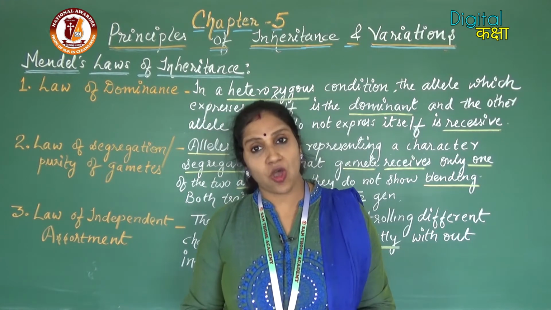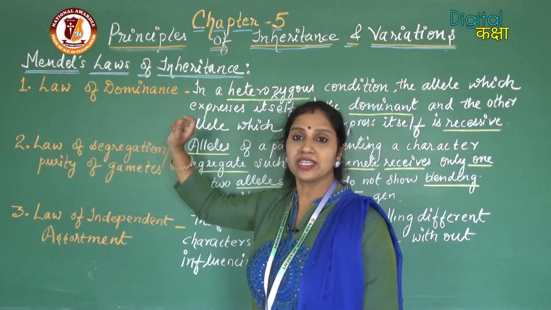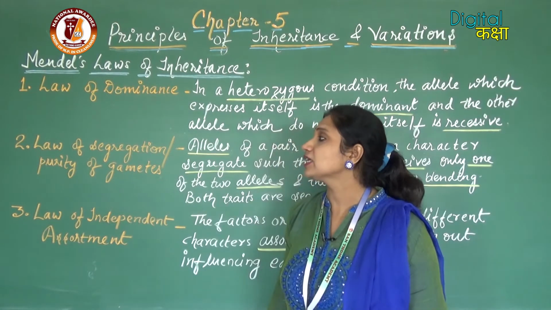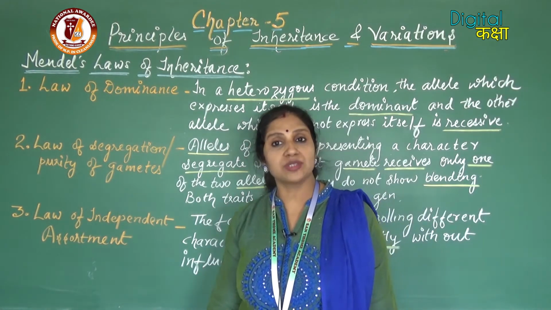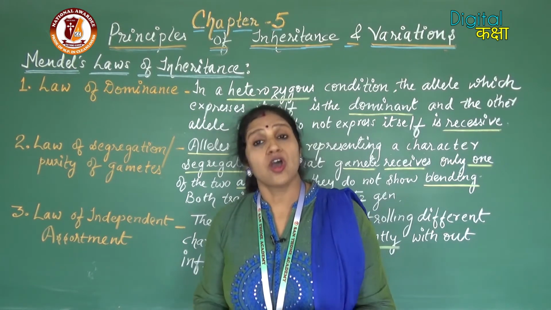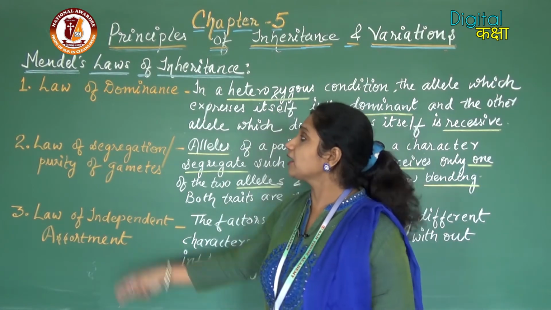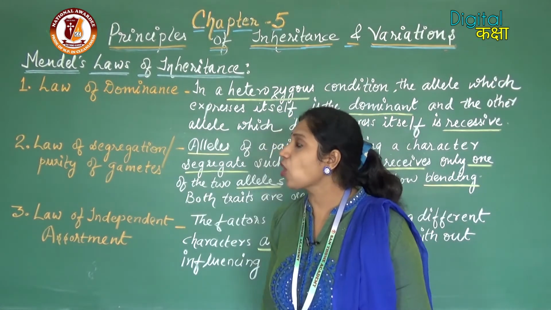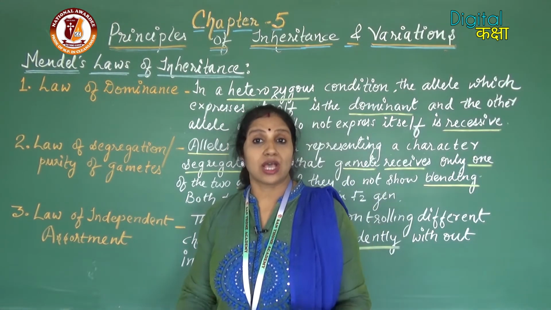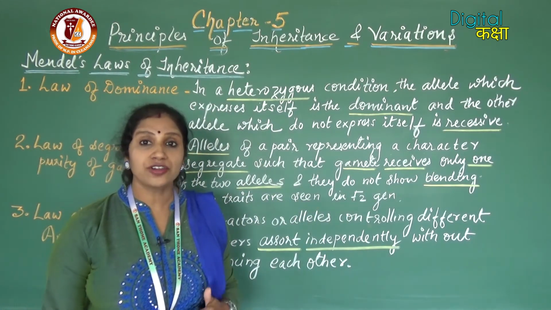On the basis of Mendel's monohybrid cross, 2 laws were given. Number 1 is the law of dominance and number 2 is the law of segregation and purity of gametes. Mendel has given 3 laws, but on the basis of monohybrid cross, 2 laws are there: law of dominance and law of segregation or purity of characters. Now let us see what are these laws. Number 1 is law of dominance.